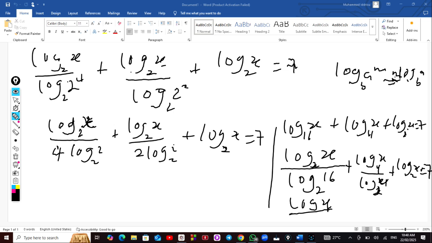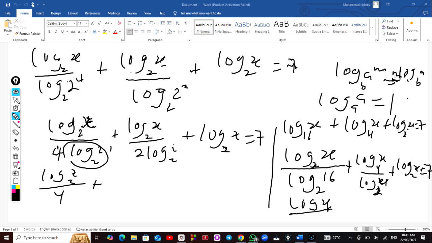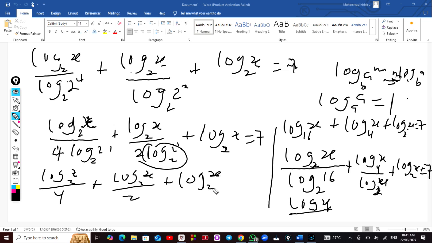logarithm of x base 2 should give us 7. Here we know that logarithm of a base a is equal to 1. So we now have logarithm of x base 2 over, log 2 base 2 is 1, so 4 times 1 is 4. You do the same thing to the rest. This is also 1, so 2 times 1 will give you 2, plus logarithm of x base 2 is equal to 7.